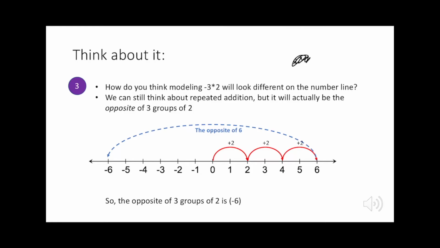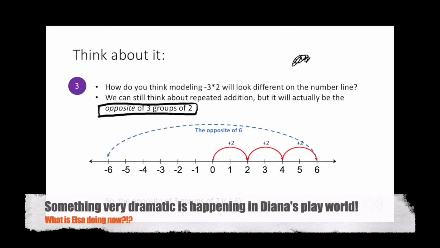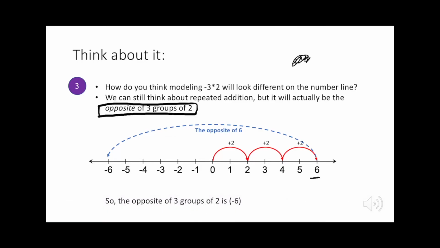You know, just kind of like distance. You can't really have negative groups because that doesn't really happen. So this doesn't really say negative 3 times 2. It actually says the opposite, right? Because the negative sign tells us the opposite. So it's really saying, what is the opposite of 3 groups of 2? So here are my 3 groups of 2, plus 2, plus 2, plus 2, and that would be 6.